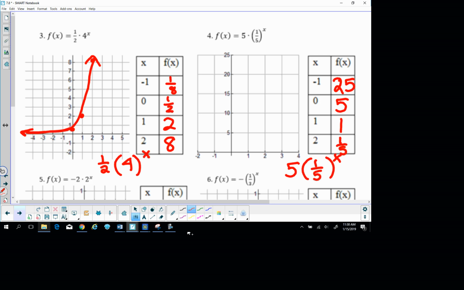The biggest mistake is we're not plotting them correctly. So make sure at -1 I would plot 25, which Jaylene already did. So 0 at 5. This is 1. 1 at 1. And see how it's getting smaller? You can go smaller like this, but it's getting closer and closer to 0.